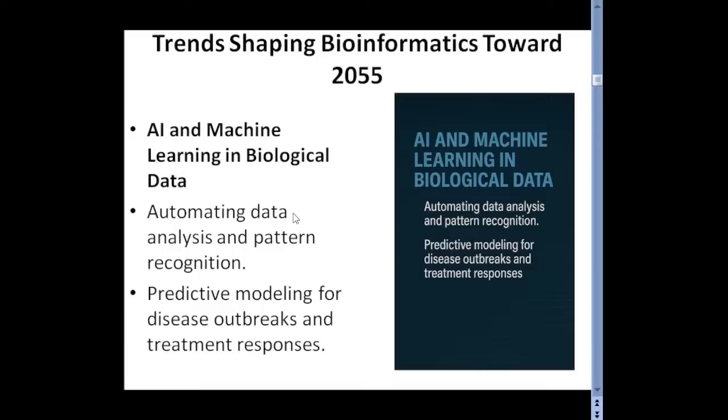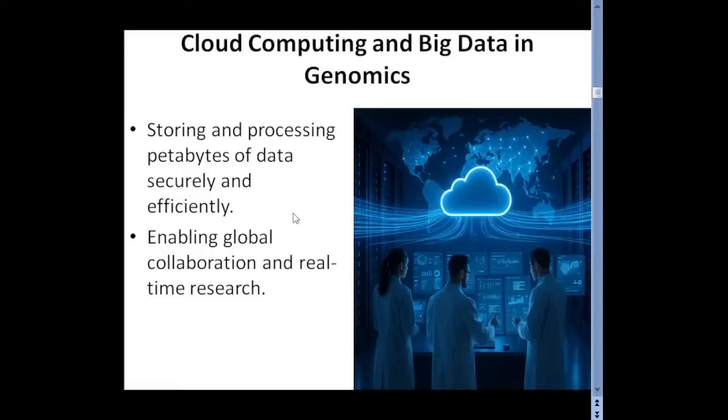And as it is also going to give you what is going to be in 2055, you should be able to automate data analysis and pattern recognition. And by that time, you should be able to have predictive modeling for disease outbreak and treatment responses. By that time, 2055 and beyond, don't forget that is a vision. The vision is to make sure that we are relevant till 2055 and even beyond that.